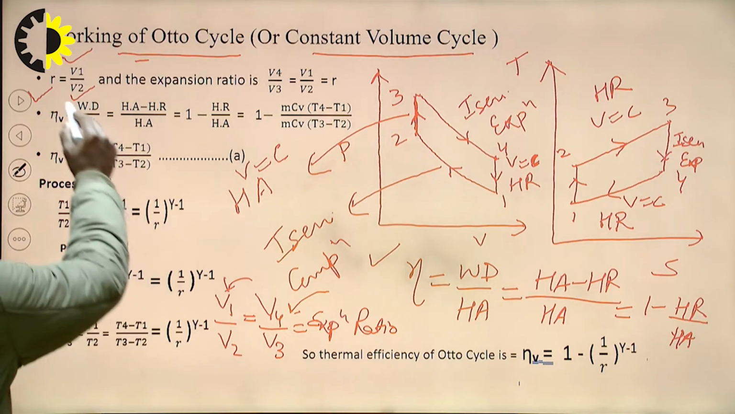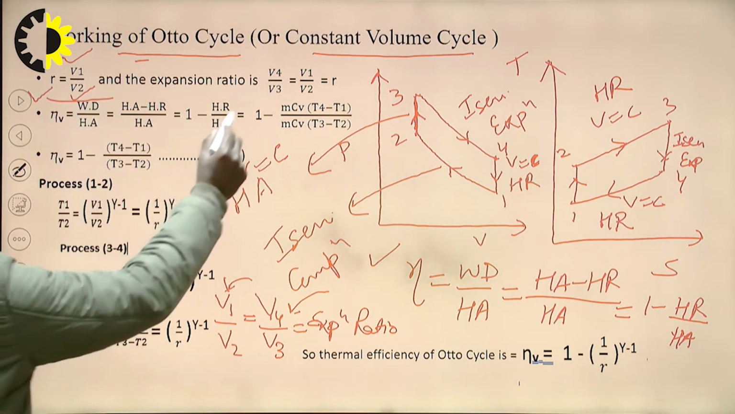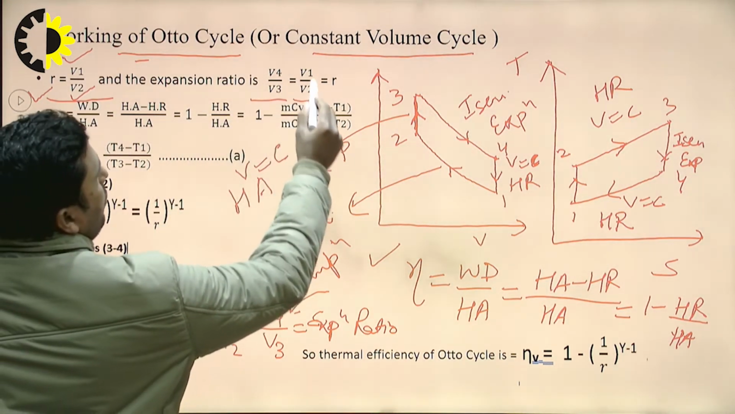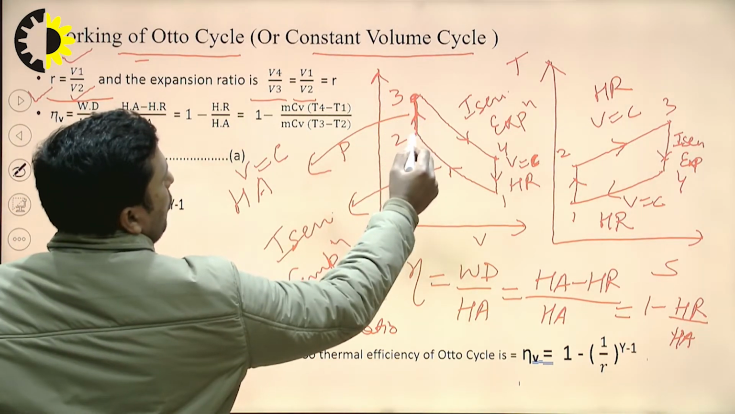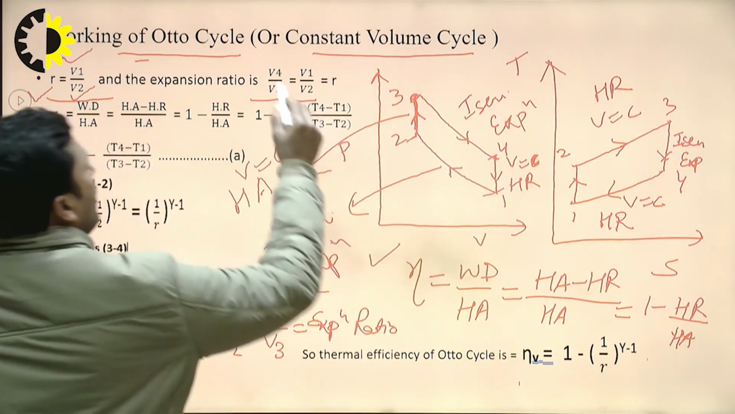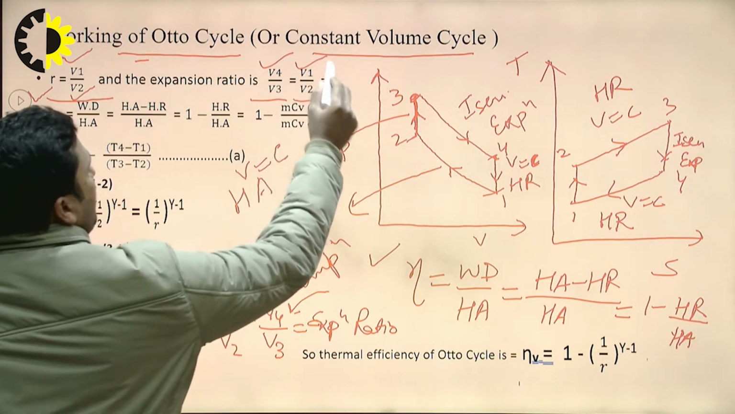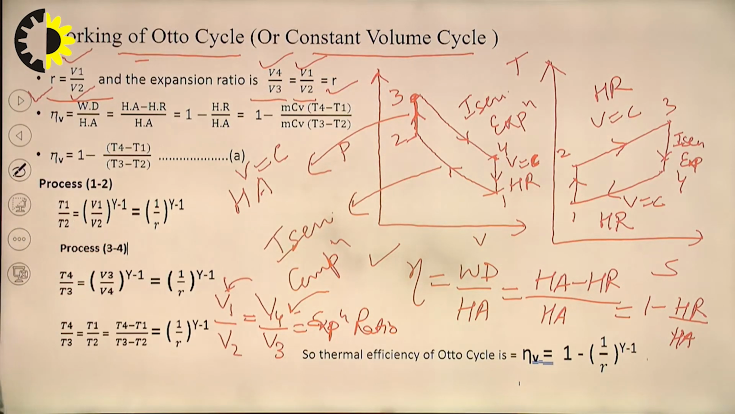So you can see from here, the compression ratio is V1 by V2 and the expansion ratio is V4 by V3, that is also equal to V1 by V2. V3 is equal to V2 and V4 is equal to V1. So the expansion ratio is equal to the compression ratio, which is equal to small r in case of the Otto cycle.